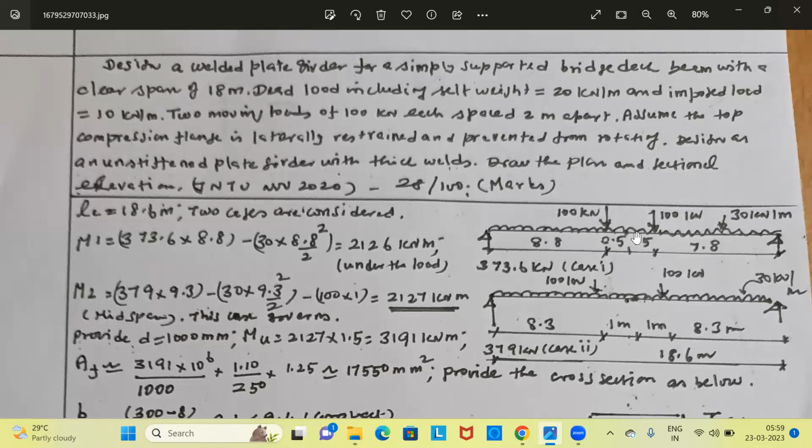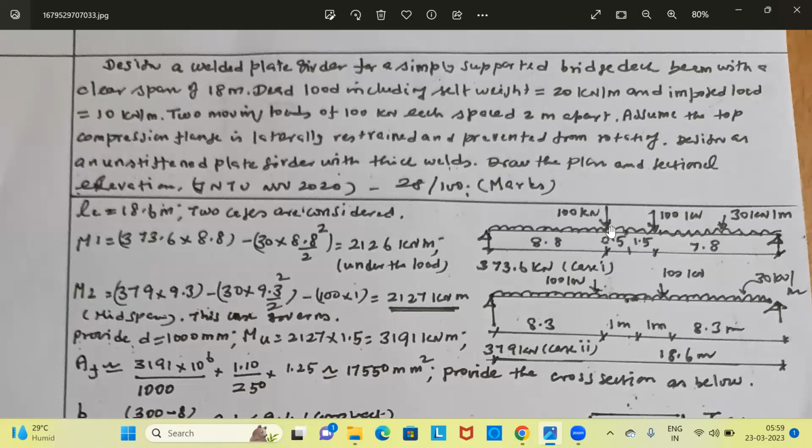And the other point load is at a distance of 1.5 meter because the distance between the 2-point loads is 2 meter. So out of 9.3, 1.5 meter is gone. Therefore, this distance is 7.8 meter. This is one case for calculation of maximum bending moment. This case will give the maximum bending moment due to point load.